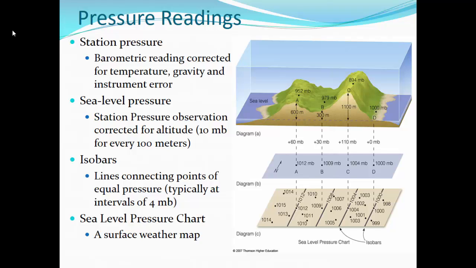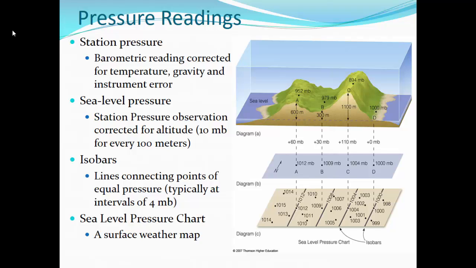So station pressure is the barometric reading corrected for temperature, gravity, and instrument error. Every station, whether it's A, B, C, or D, Melbourne, Tampa, Saskatchewan, wherever it is, has temperature variations, gravity variations, and instrument error. The station pressure that's recorded at that station, for instance, at station B, 979 millibars, that's the station pressure.